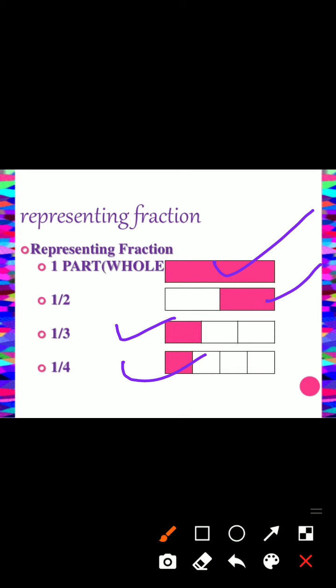If you want to represent a half, the thing is there, so you divide it into equal parts, and that will be half. For one third, you need to divide a thing into three equal parts, and each part will be called one third. One fourth will also be the same.